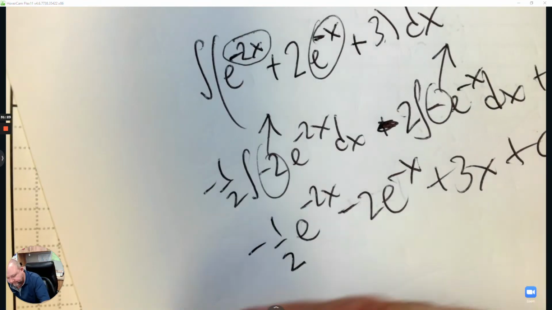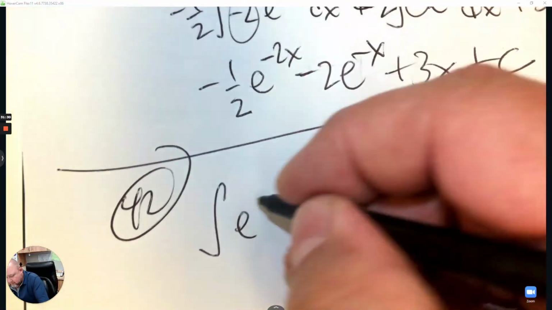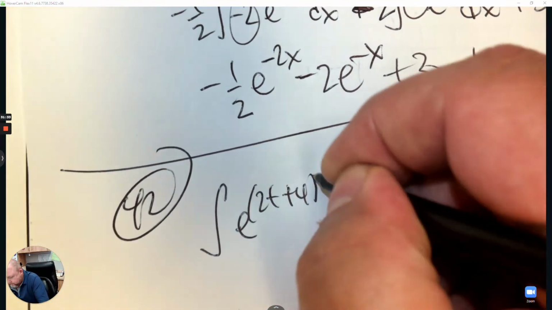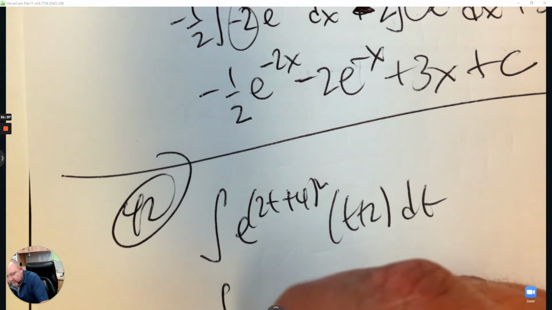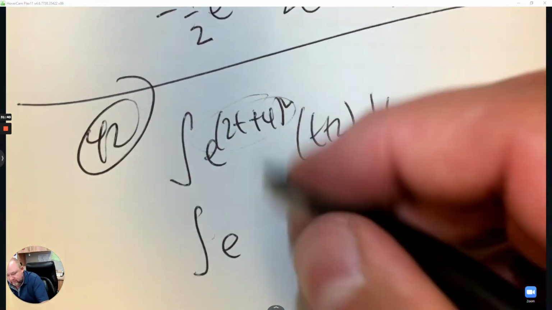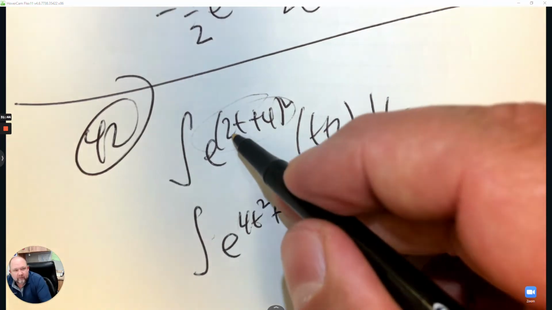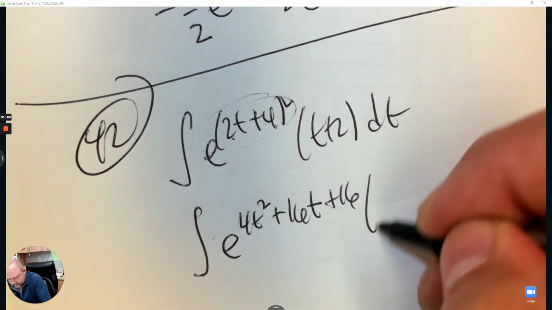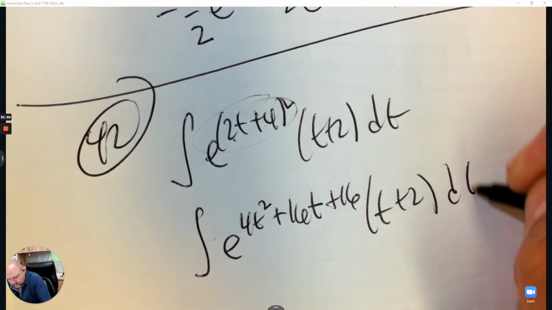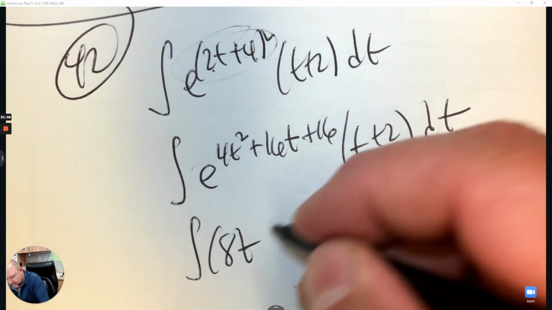42. I'm going to FOIL this. If you FOIL this, you get 4t squared. 2 times 4 is 8, and double it. And then 4 squared is 16. The derivative of this is 8t plus 16.